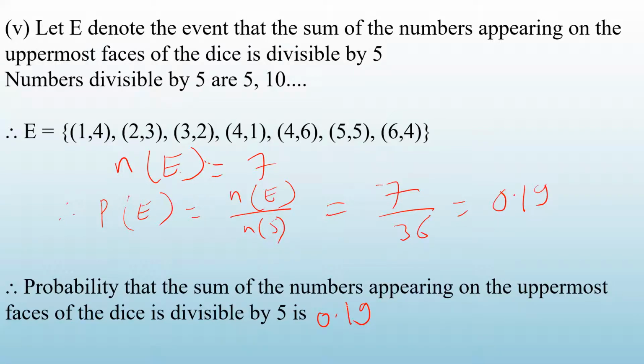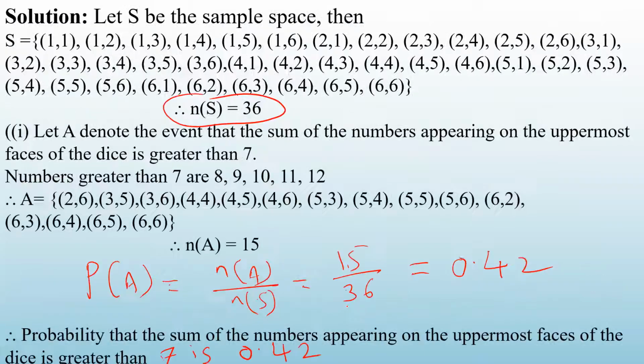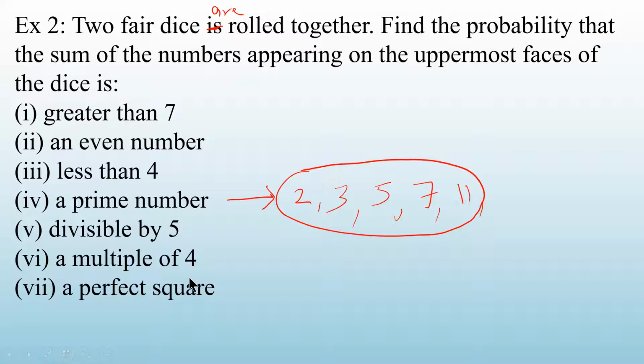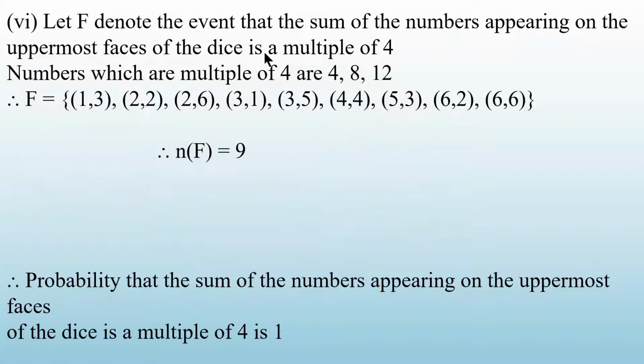What is the next one? Quickly we can complete now. Next one is a multiple of 4. Okay. The sum should be multiple of 4. And the next one is perfect square. So let us take the 6th one. Let me call that event as F. Let F denote the event that the sum is a multiple of 4.